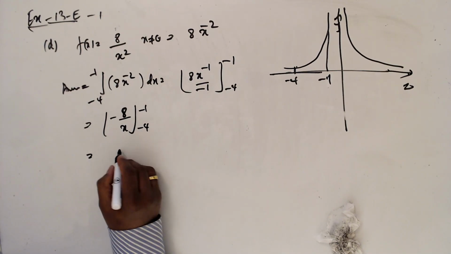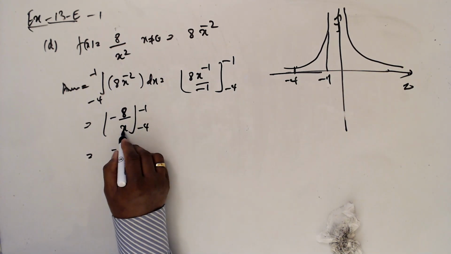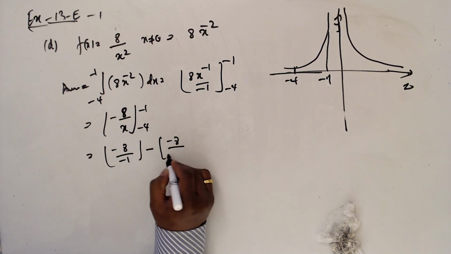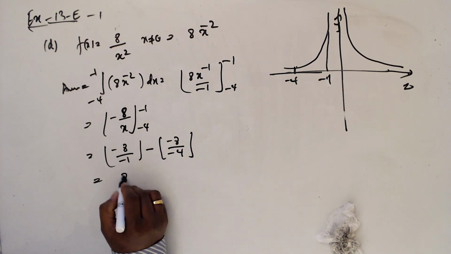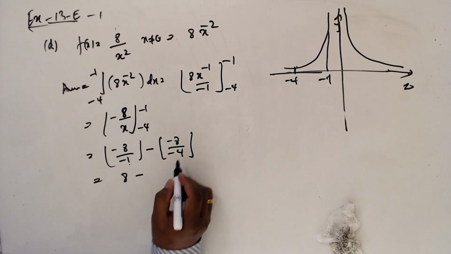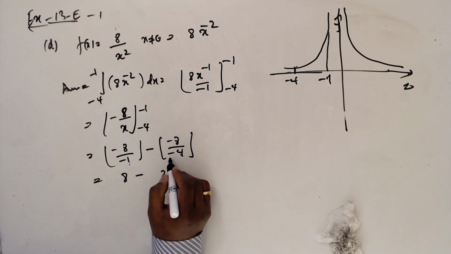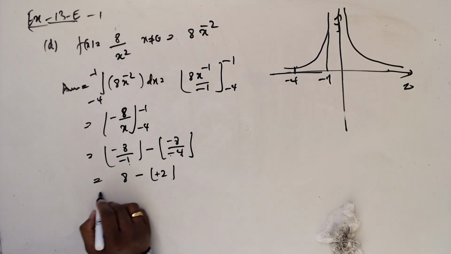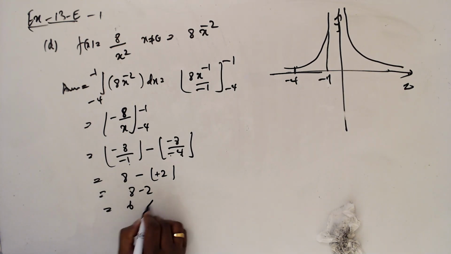So this is going to be minus 8 over minus 1, instead of x I put minus 1, then minus 8 over minus 4. So this is going to be positive 8, minus, minus 8 divided by 4, 2, minus divided by minus is positive. Right, so this is 8 minus 2, answer is 6.